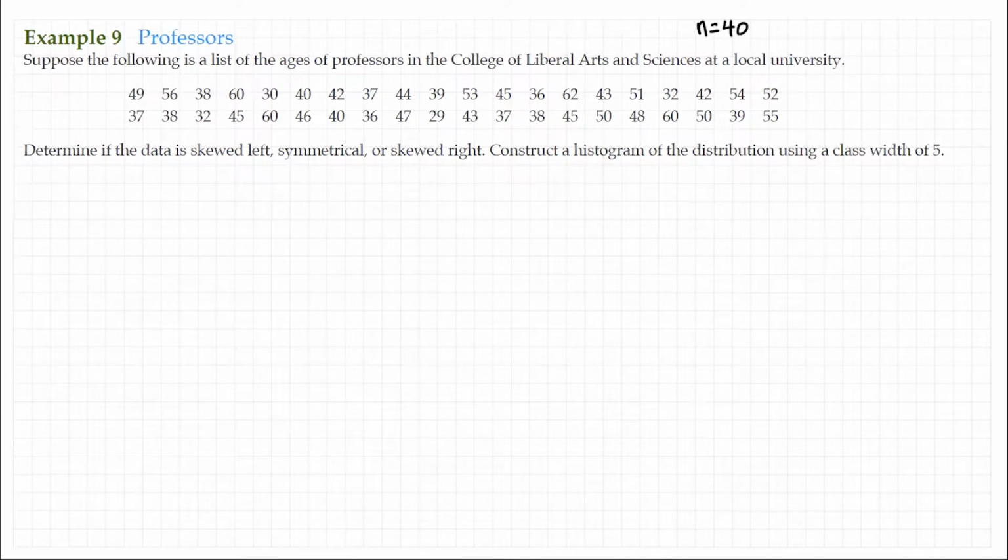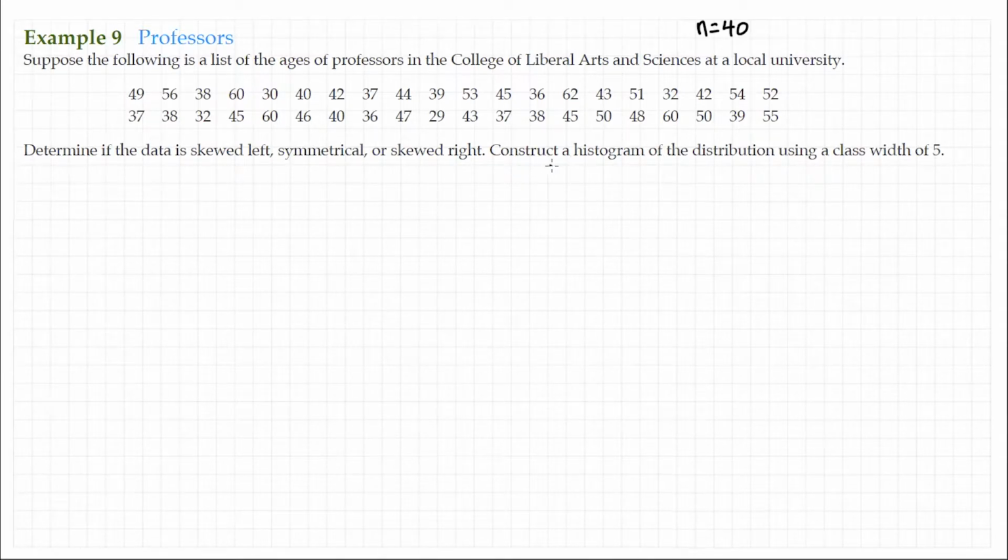And it says here, determine if the data is skewed left, symmetrical, or skewed right. Don't forget that for data to be skewed to the left, the mean has got to be smaller, or further to the left, than the median. For data to be skewed right, the mean has to be greater than the median, or further down the number line to the right. And symmetrical, it doesn't favor either one side or the other. So the mean and the median are going to be kind of close to each other.